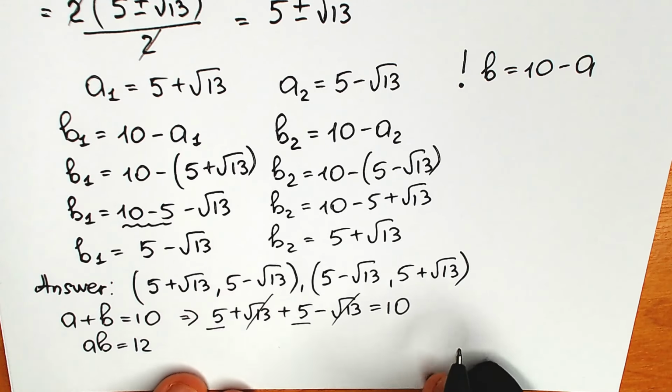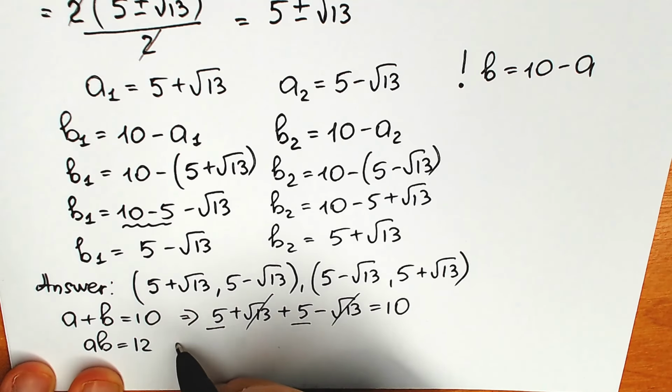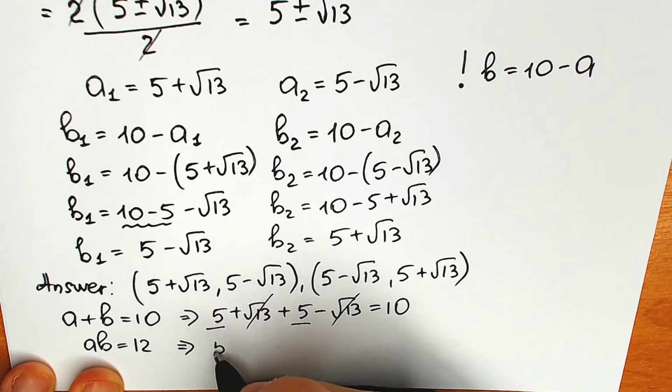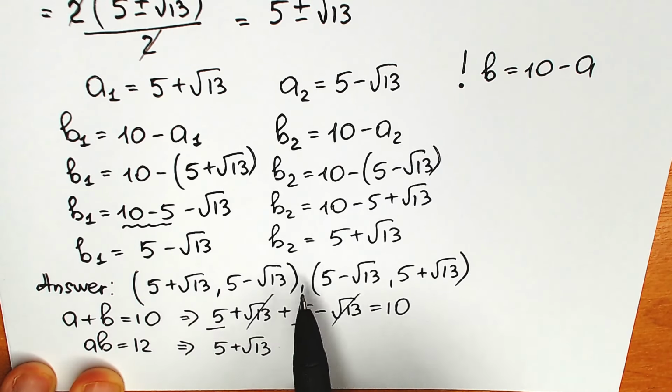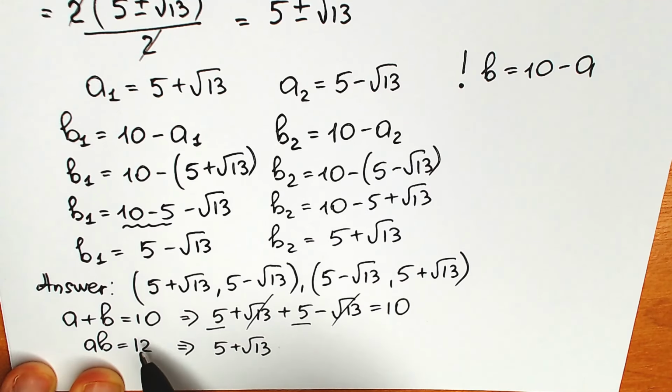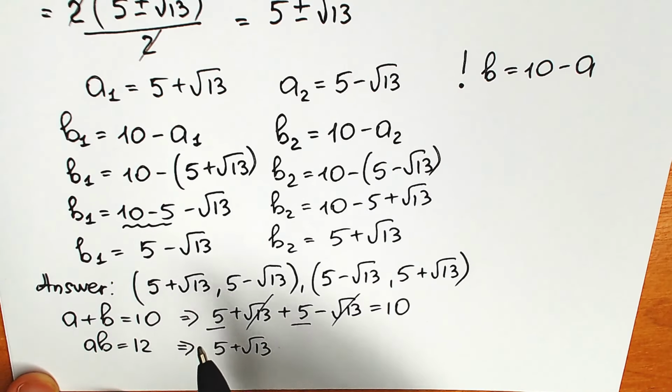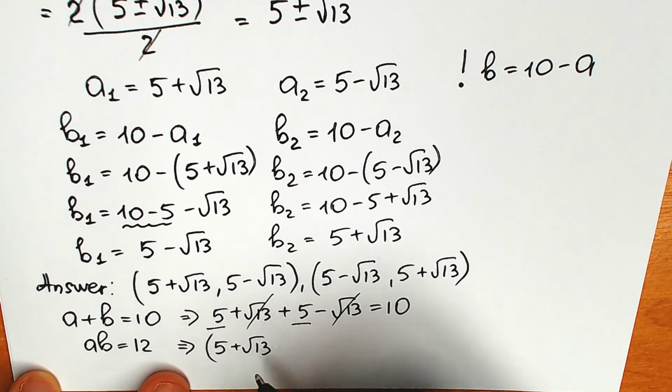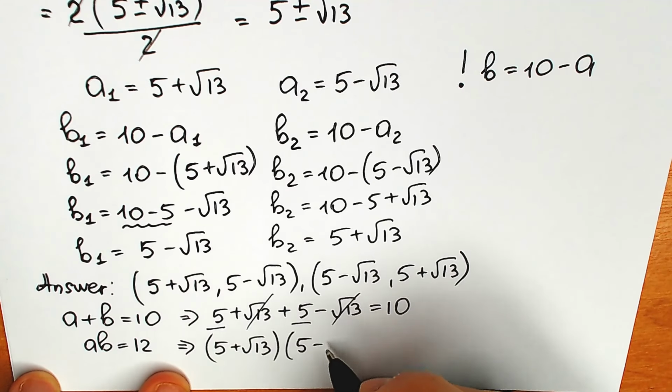Okay, so right now let's check our multiplication. So we have 5 plus square root of 13, and the same principle. We don't need to check both of these pairs. We can also check this one, because a times b is the same, sorry, as b times a. So we have a times b, 5 minus square root of 13. This one equals 12.